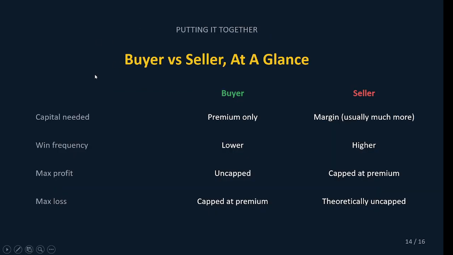So, just a recap. Capital needed for a buyer is always lower, whereas for a seller it is always higher, and win probability is lower for a buyer and always high for a seller. Max profit is uncapped for the buyer: if the market goes far beyond what you paid for, you will get handsome money, even 10-fold or 20-fold. But in the seller's case it is always capped. Whatever premium is received is your maximum profit, and from that you spend on brokerage and other charges like STT. So your profit is always capped.